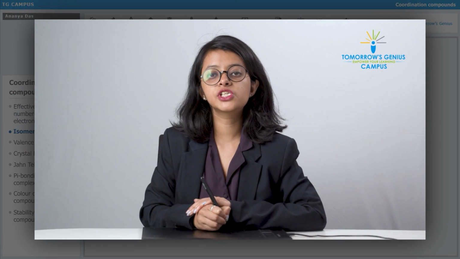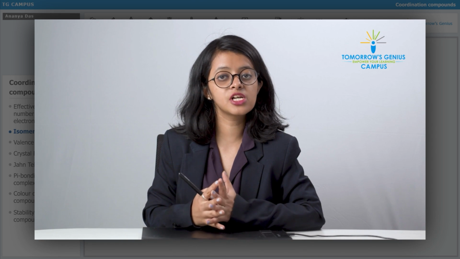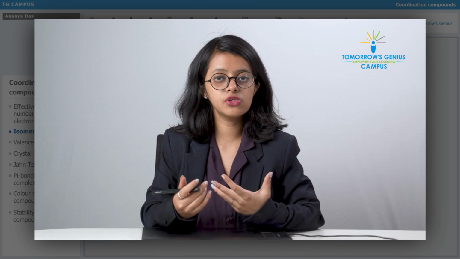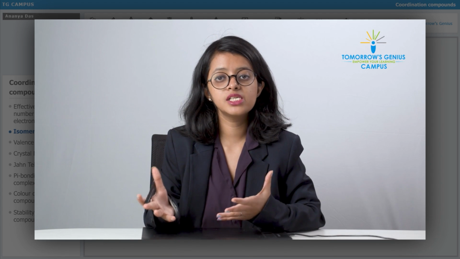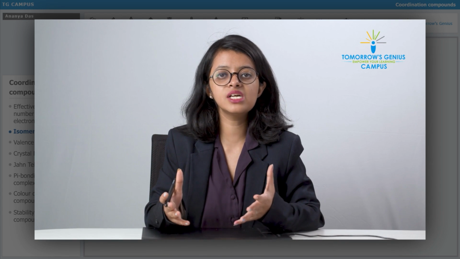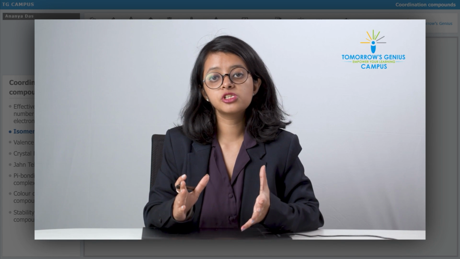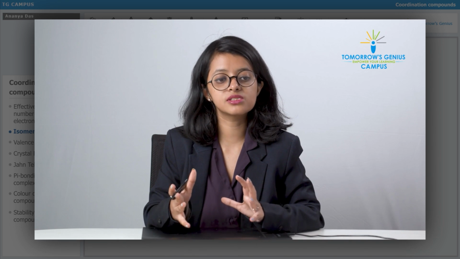Next we come to stereoisomerism. We have already done our normal structural isomerism and now we come to stereoisomerism. I had already explained to you how structural isomerism and stereoisomerism are different from each other. In structural isomerism, connectivity changes. In stereoisomerism, connectivity remains the same, but what changes is the orientation of the ligands in three-dimensional space.